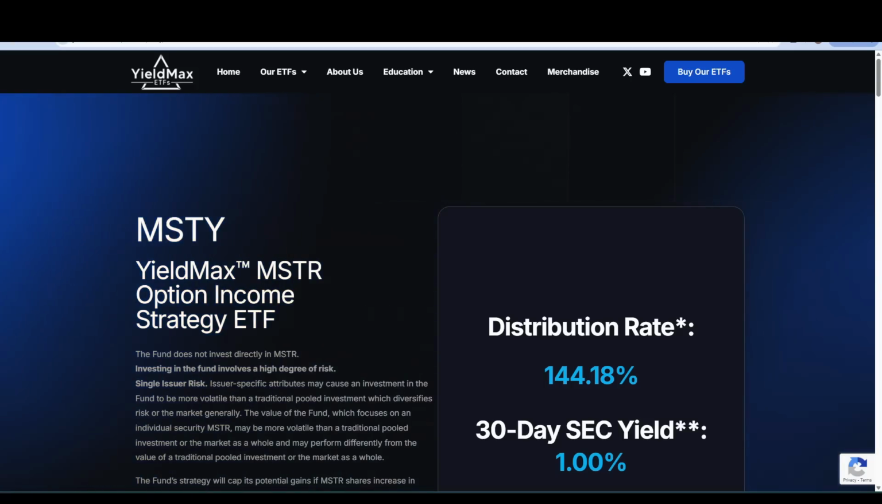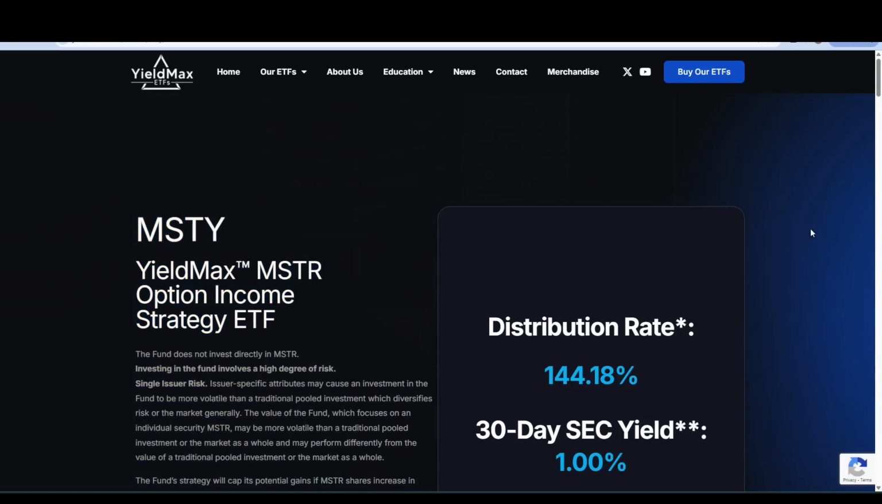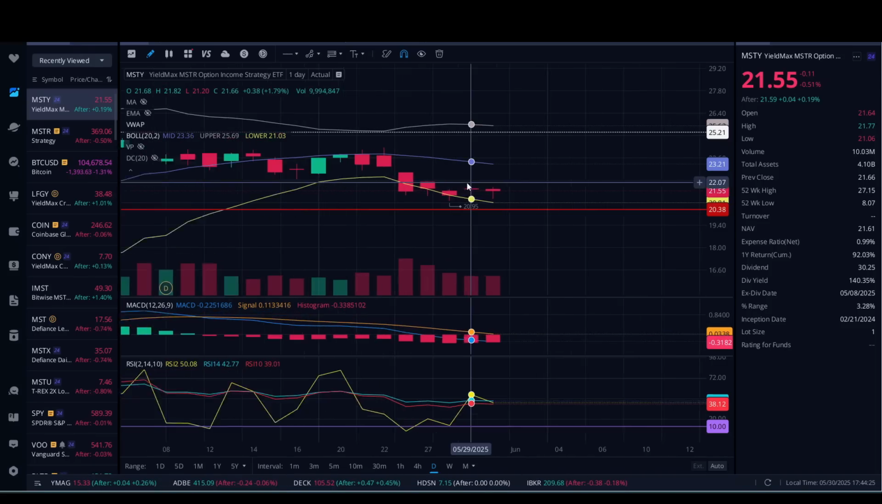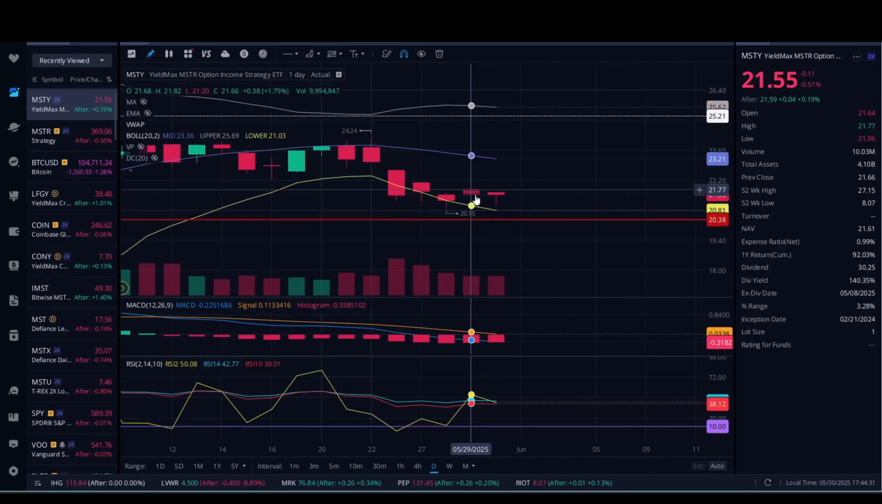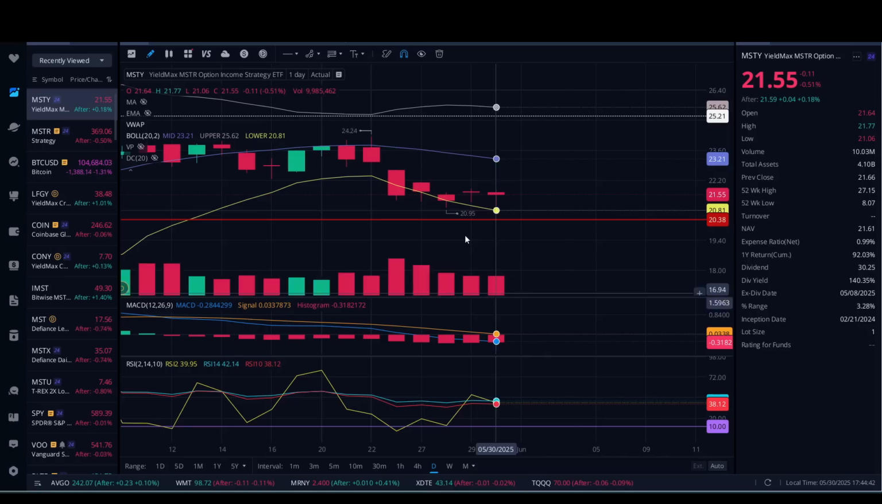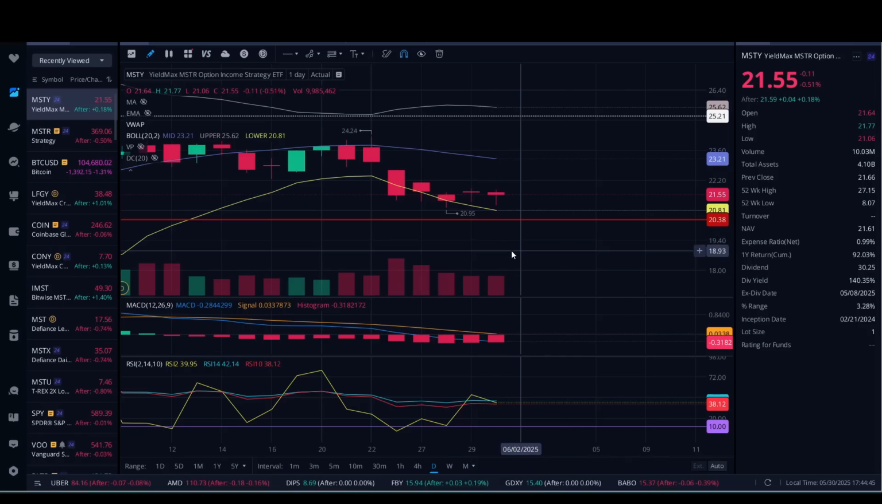So let's just go ahead and slide right over to the chart and check out what MSTY did. All right, so here we are on MSTY. And as you can see, it did close today at $21.55. It is down 11 cents, which is about 0.5% down from yesterday's close. And if we zoom in here, you can see that the candle closed just slightly lower than yesterday. Therefore, that's why we have that negative 0.5%, because the close of yesterday was slightly higher than the close from today.